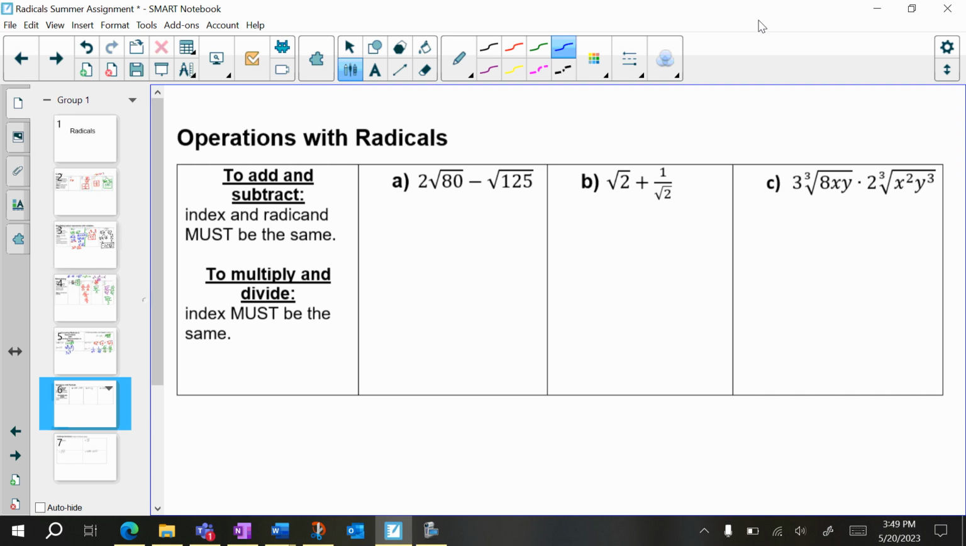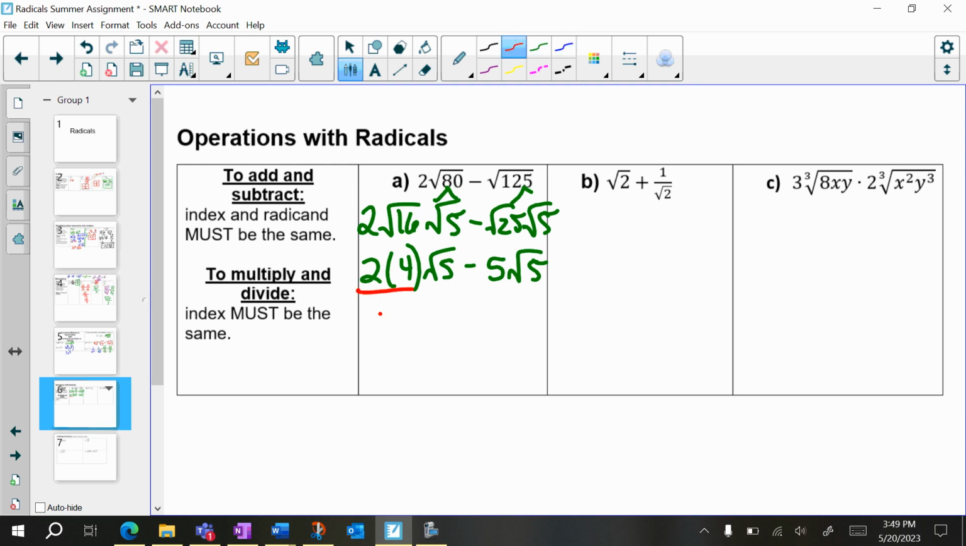So let's look at A. 2 radical 80 minus radical 125. Let's simplify the radicals. I have 2 times, what's the largest perfect square to go into 80? That's radical 16 times radical 5. Radical 16 turns into 4, so 2 times 4 radical 5, minus radical 25 times 5. The largest perfect square to go into 125 is 25. So that gives me 5 radical 5.